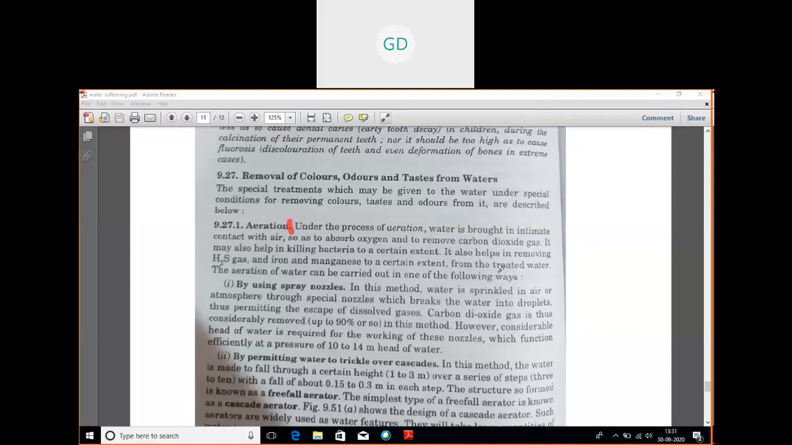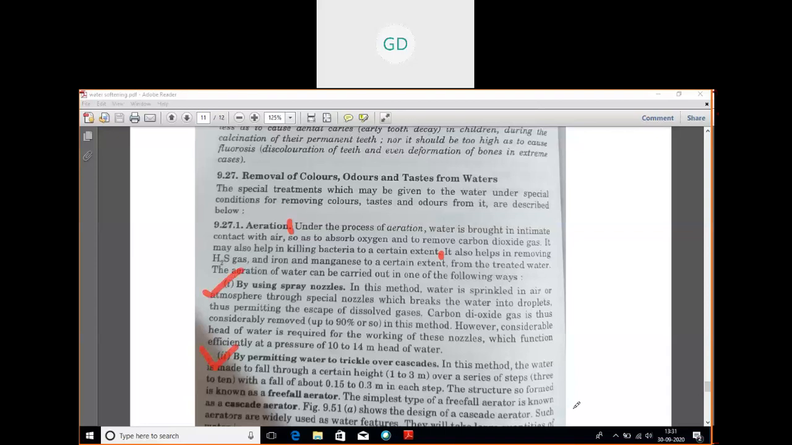Clear? And also, as it is written, it helps in removing hydrogen sulfide gas and iron and manganese to a certain extent from the treated water. Okay, and aeration is done by some different processes. So let us see two of the processes now. Number one is by using spray nozzles.